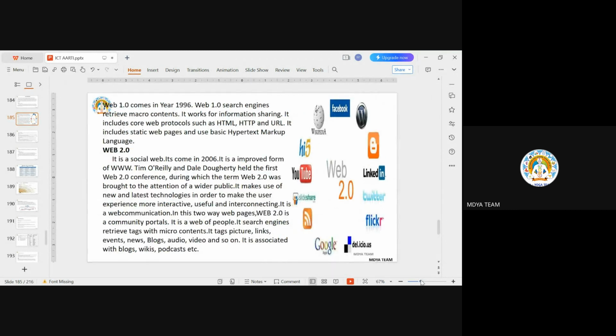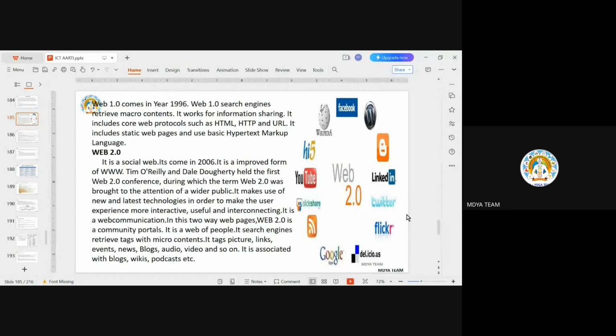So we can interact with the, one second. Okay. Web 1.0 is the web of content, and Web 2.0 is the web of communication. Here we can read the content and also write the content. It is a web of people. Why is it a web of people? Because we are connecting with other people.